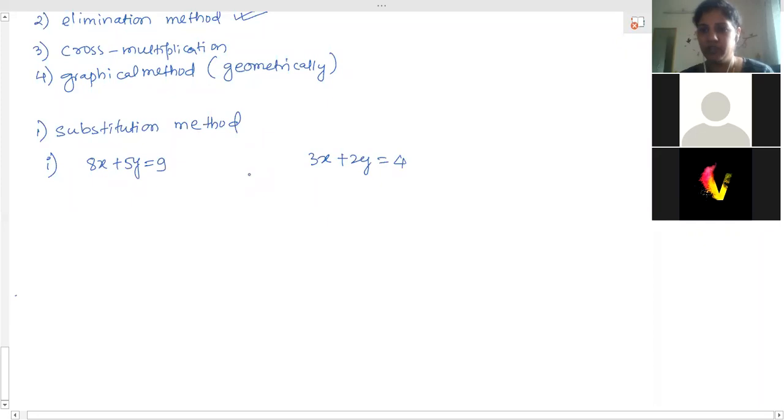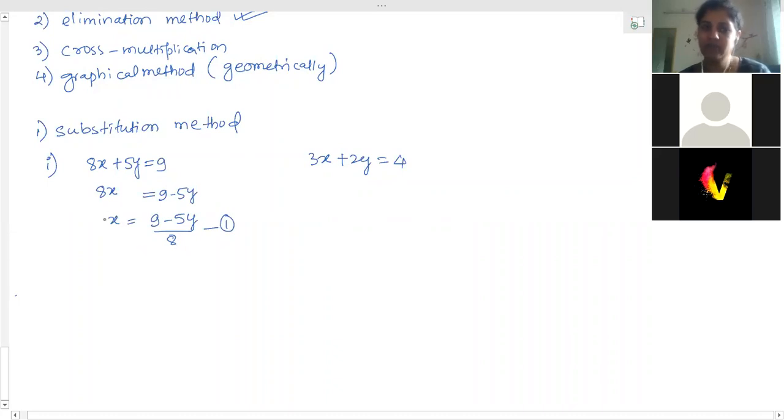Now in the substitution method, what we have to do is find the value of one variable in terms of the other variable. This means we have to place one variable on the LHS or RHS, a single variable, and the remaining variable and the numbers you have to take to the RHS. So I will try keeping x on this side. 5y I will transfer to the other side, so this is 9 minus 5y. Then 8 also I will take to the other side. So x is equal to (9 minus 5y) by 8. So we have to find one variable's value in terms of the other variable. This is equation 1, you can write.